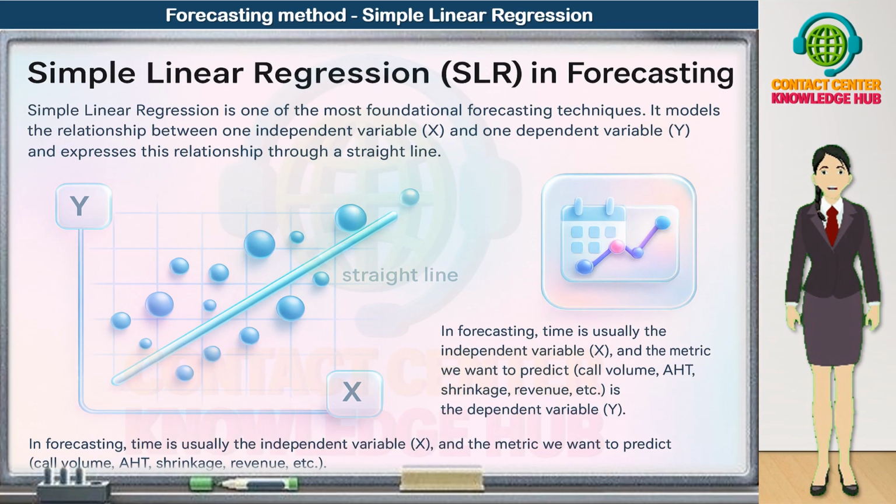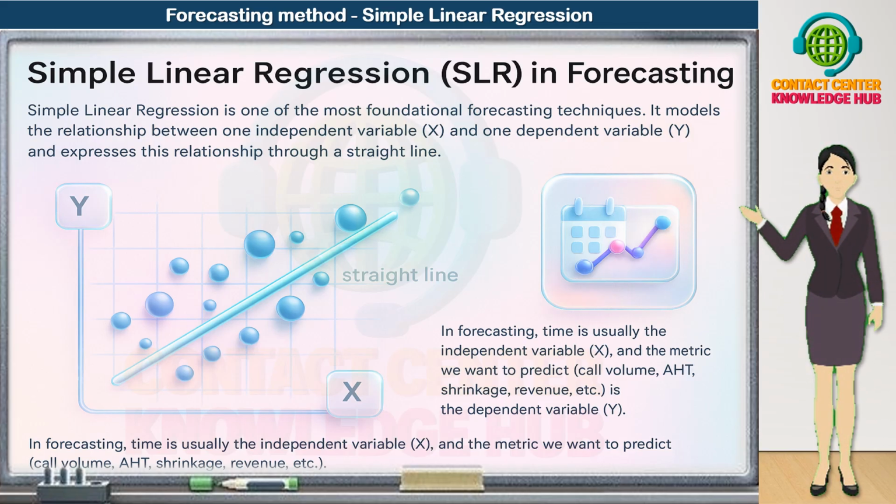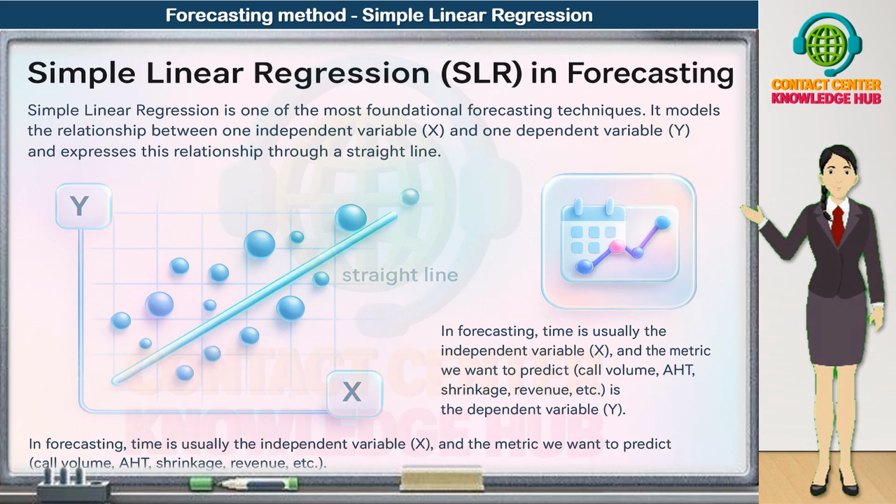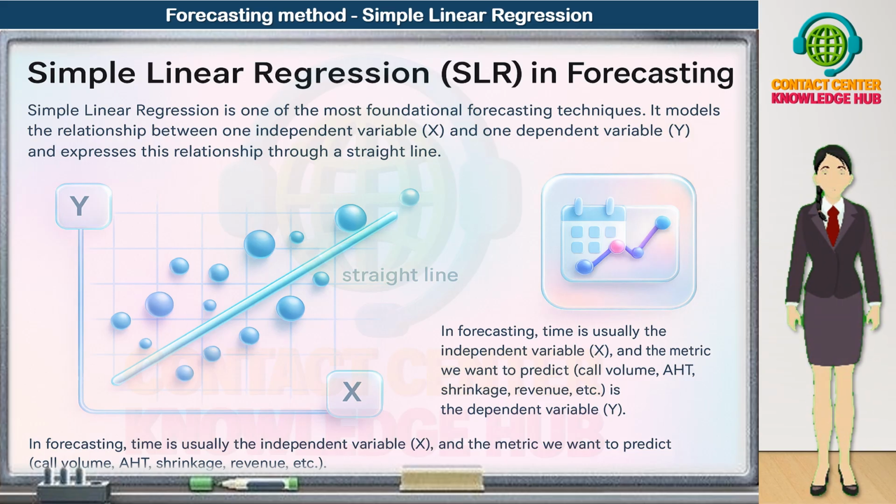Let's take a clear and practical look at simple linear regression, or SLR, in the context of forecasting. Simple linear regression is one of the most fundamental forecasting techniques. It helps us understand and predict how one variable influences another by modeling their relationship as a straight line.